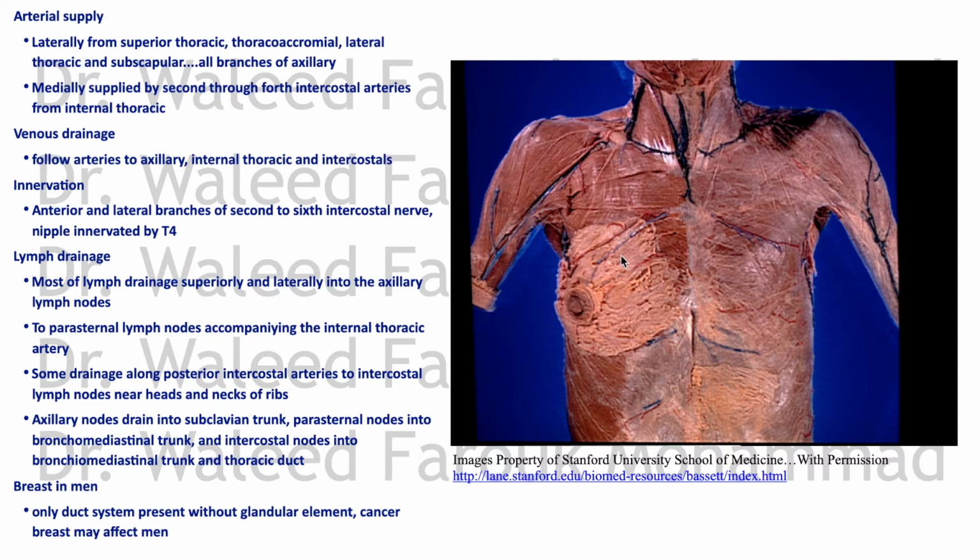Some of it drains to the posterior intercostal lymph nodes, present at the level of the heads and necks of the ribs. Some of it goes to the parasternal lymph nodes inside. Parasternal nodes are connected to the famous trunk called the bronchomediastinal trunk. Okay, so it drains mostly to axillary lymph nodes, to parasternal lymph nodes, and to subcostal lymph nodes at the back, near the heads and necks of the ribs.